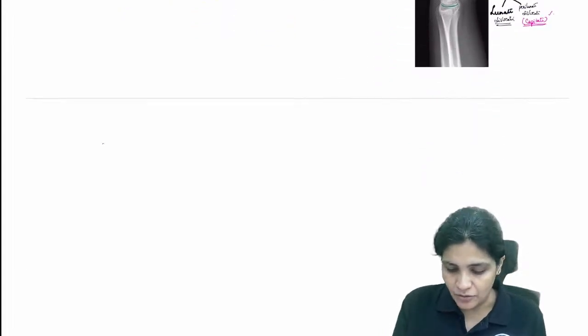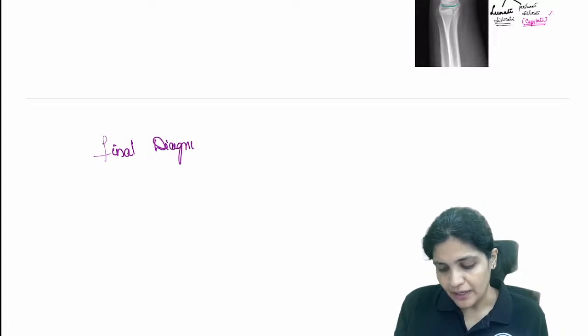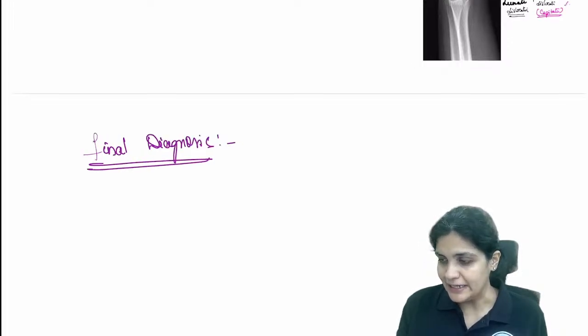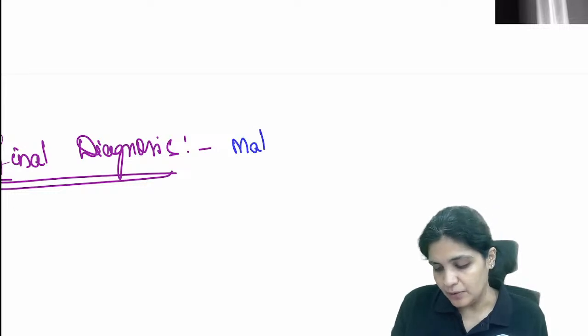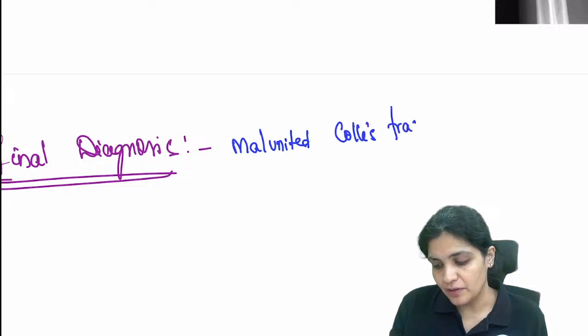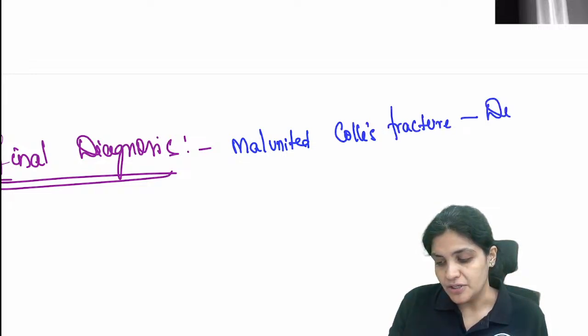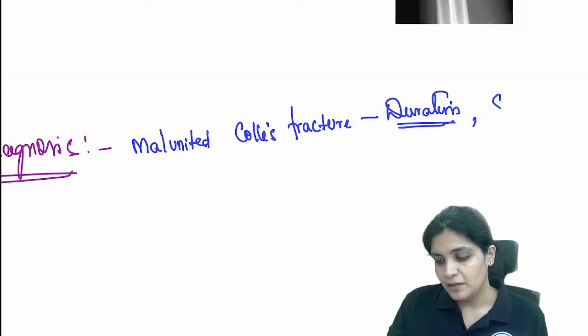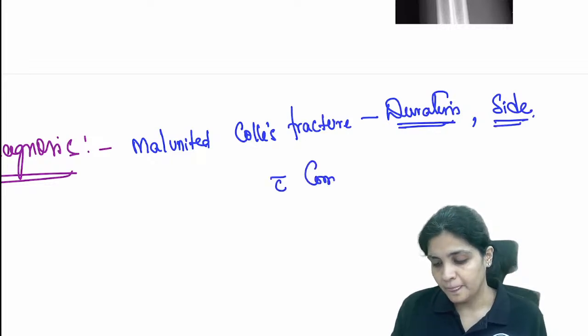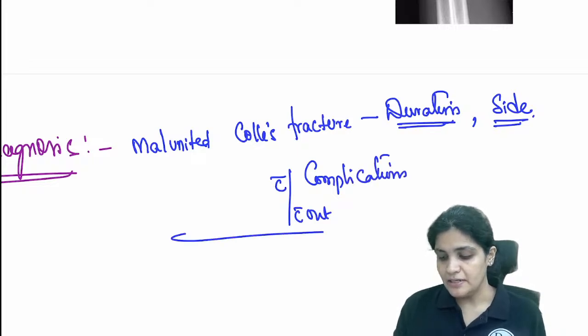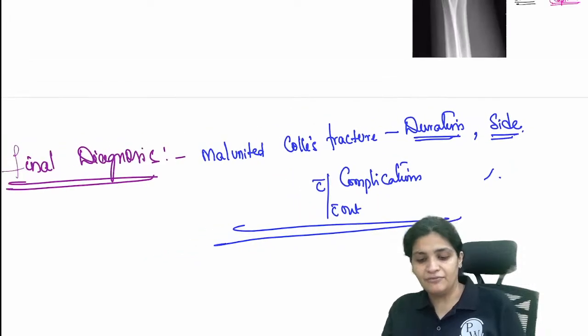Now, what is the final diagnosis? So final diagnosis is, after confirming with the X-ray and all, you will tell this is a malunited Colles fracture. So whenever you say malunited Colles fracture, you tell the duration. So it is a 2-year-old, 3-year-old. You will tell the side, right or left side. Then with or without complication, right? That is how you will end up the final diagnosis.